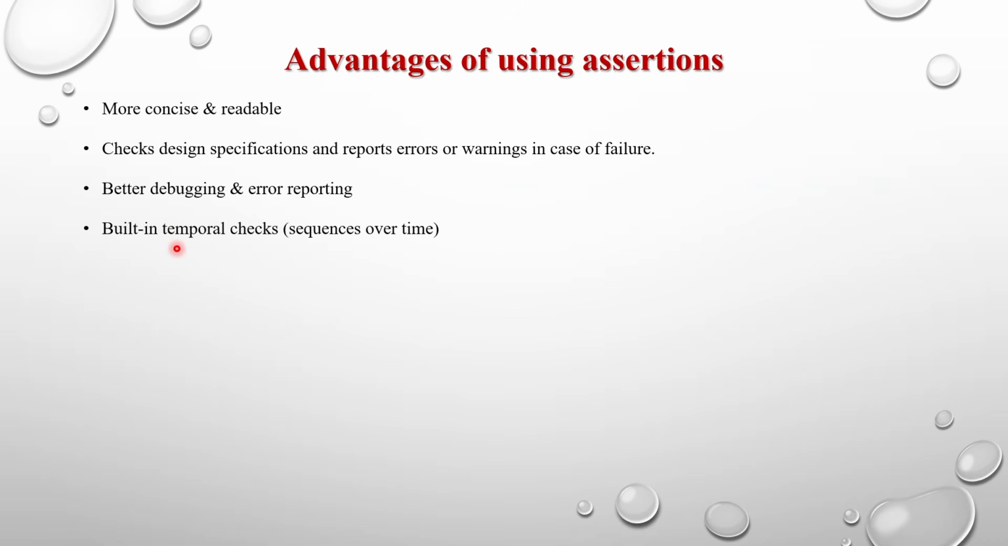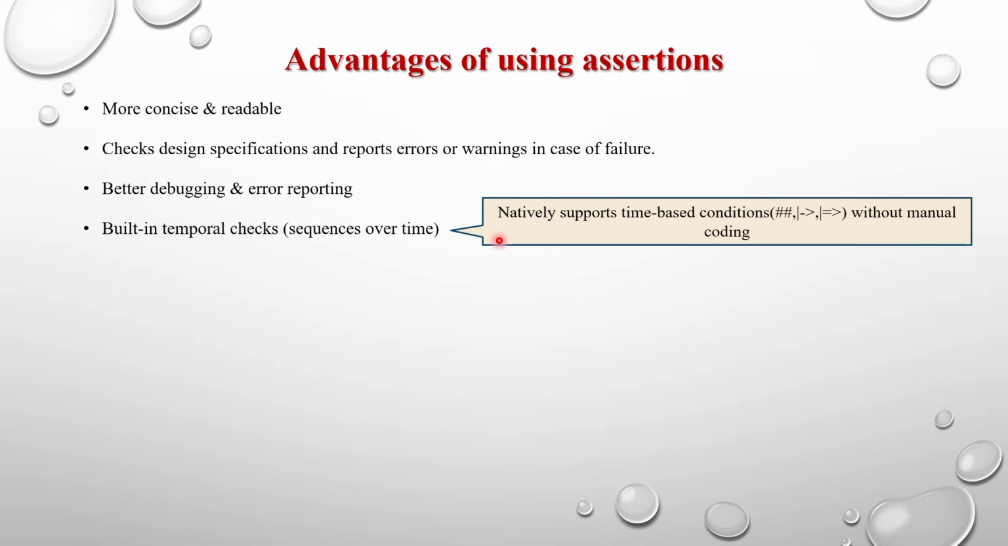And the next point is built-in temporal checks. Temporal indicates time, so sequences over time. It natively supports time-based conditions without manual coding. That means if you are writing conditions that are evaluated over time and run parallelly with the design logic, and which typically use the clock edges to trigger the evaluation, then these assertions natively support time-based conditions. You don't have to provide the delay or add posedge clock like that every time. It supports time-based conditions like these three operators you can see here, right? So these are available in SystemVerilog assertions.